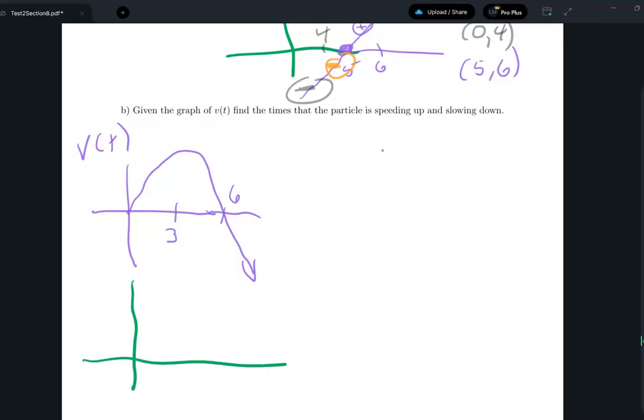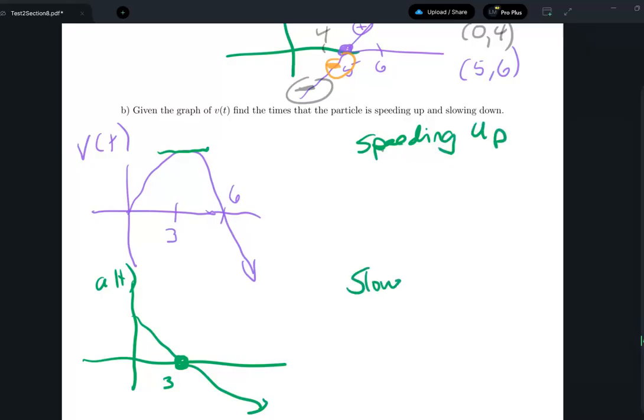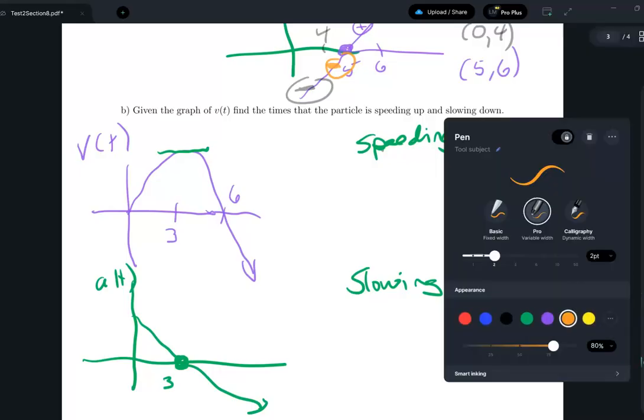the acceleration. So using the graph of velocity, I know the slope is 0 here at 3, so I know it's crossing here. Positive slope before 3, so that means it's above the x-axis. Negative slope after 3, so it's like this. All right, so let's label our categories. So we're going to be doing speeding up and slowing down. Okay, so let's look at what we've got here.